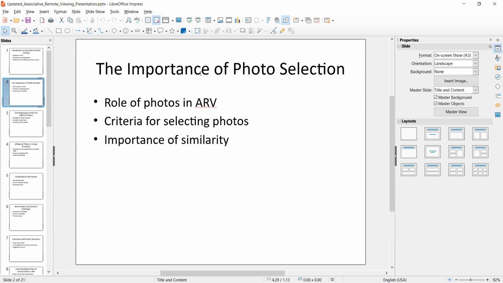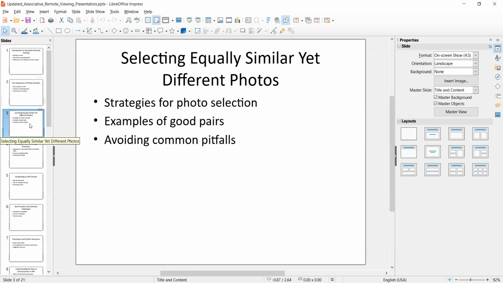The criteria for selecting photos is that they have to have the same entropy, the same energy, the same pizzazz, but it also has to be very simple, and they have to be similar but different. If you want help selecting ARV photo pairs, keep them in bulk. Each photo pair should be in its own envelope, and you've got a box of 100 envelopes, each with its own selected photo pair, and you pull those out and use them for your ARV project. They've got to be similar but different.